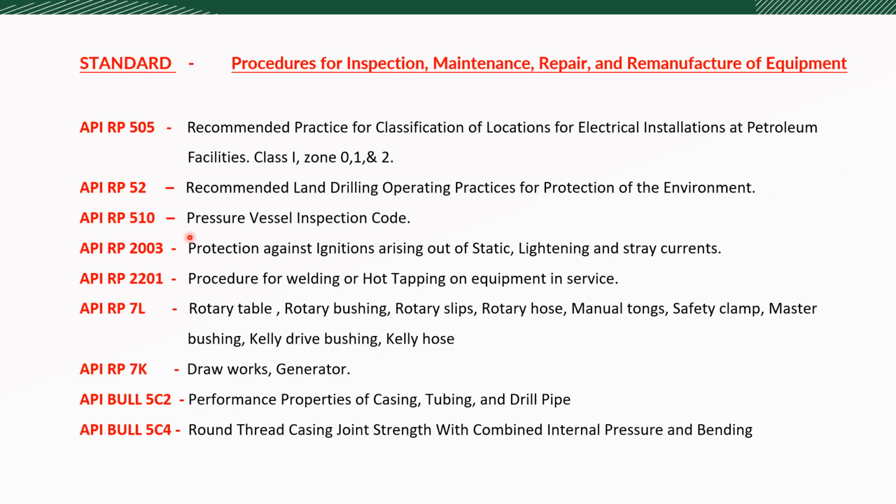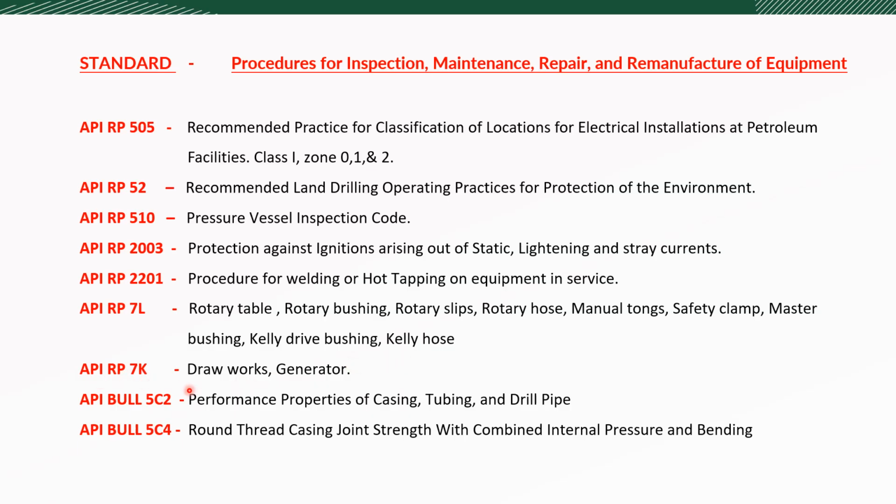API RP 510, this is for the pressure vessel inspection code. API RP 2003, protection against ignitions arising out of static, lightning and stray currents. API RP 2201, procedure for welding or hot tapping on equipment in service. API RP 7L will provide the guidelines for the inspection, maintenance and repair of the rotary table, rotary bushing, rotary slips, rotary hose, manual tongs, safety clamp, master bushing, Kelly drive bushing, and Kelly hose.